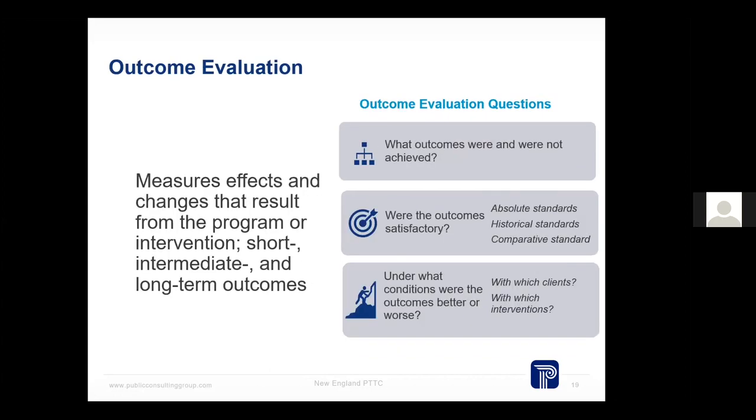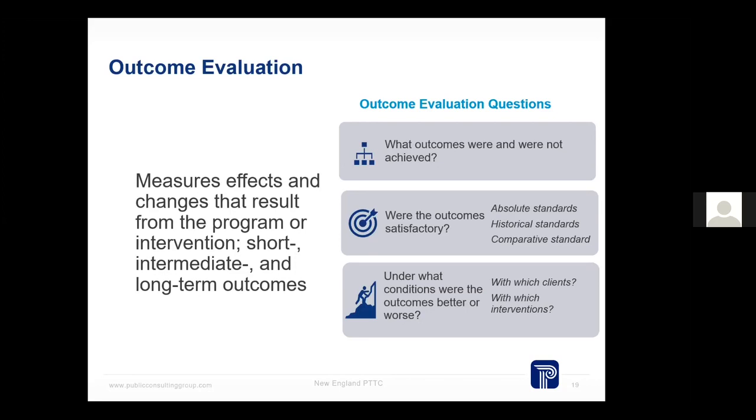For an outcome evaluation, this is really assessing whether or not you're meeting those target goals that were established. Typically, when you're applying for a grant or designing your implementation plan, you have some clear, measurable goals. A good example would be reducing alcohol consumption by a certain percentage over the program period. Certain questions you can ask are: what outcomes were and were not achieved, were the outcomes satisfactory, and under what conditions were the outcomes better or worse.